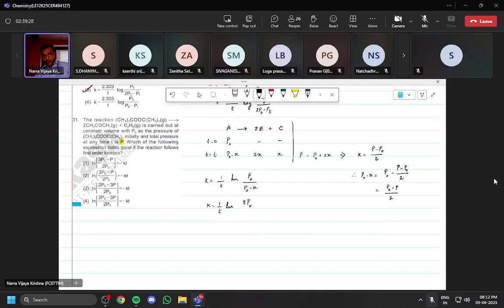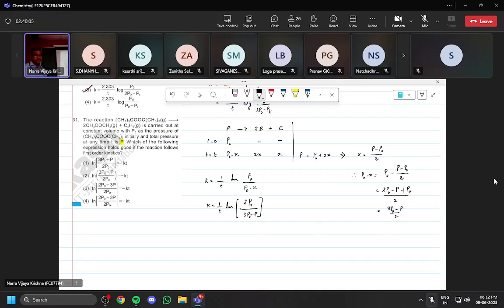2 P naught upon P naught minus P. This subtraction is there. Correct? Then what did you get? 2 P naught minus P plus P naught upon 2. So totally 3 P naught minus P upon 2. Substitute that now. So what did you get? 2 P naught upon 3 P naught minus P. Correct, sir?